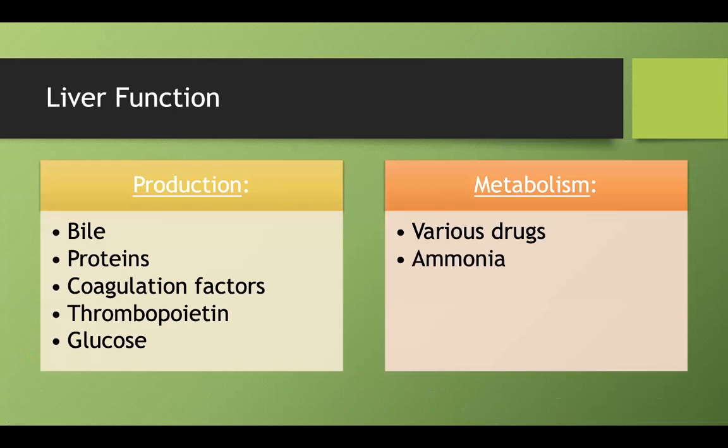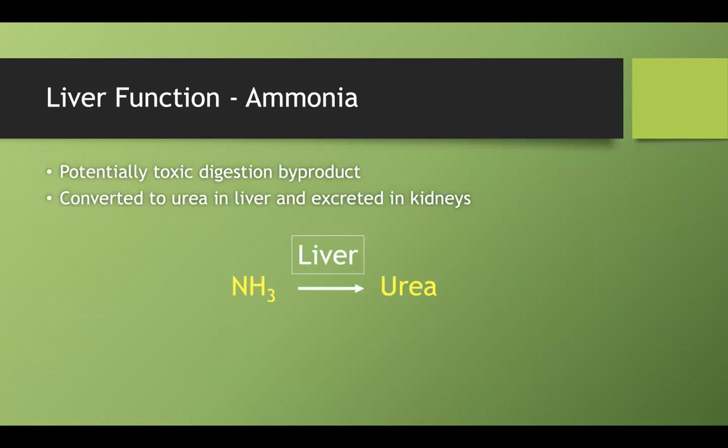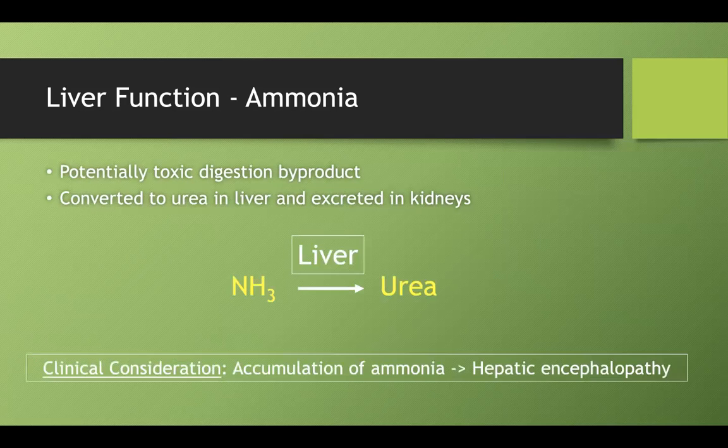It also helps metabolize ammonia. Ammonia is a potentially toxic byproduct of digestion. Fortunately, we have a way to convert ammonia into urea, and then urea can be excreted by the kidneys in our urine. So how does this work? Well, imagine if you have ammonia here, the liver can help convert this to urea, and I'll talk about this later in the clinical conditions section. If you have an accumulation of ammonia in your body, perhaps due to liver dysfunction, for instance, you could end up with hepatic encephalopathy. And there's the example. If your liver's not working, you can have hepatic encephalopathy.